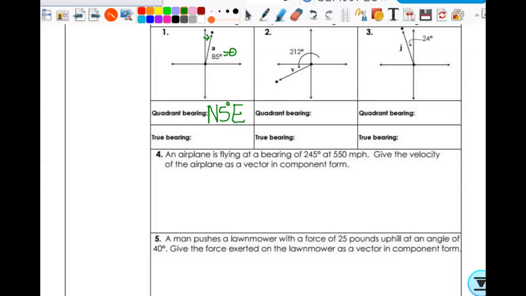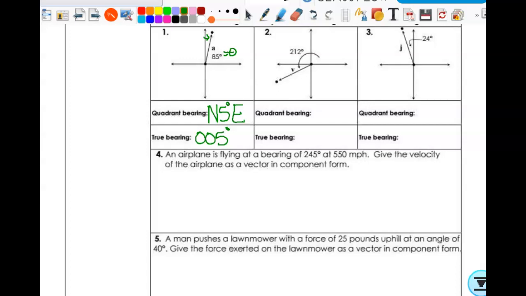As a true bearing, I start from true north, which is kind of what I did anyway, and then I go clockwise, so it's still 5 degrees, but since it's a true bearing, we use 3 digits, and it would be 005 degrees. Okay, so I'd either say it's on a bearing of 005 degrees or a bearing of north 5 degrees east. Just depends on what kind of format it's in.